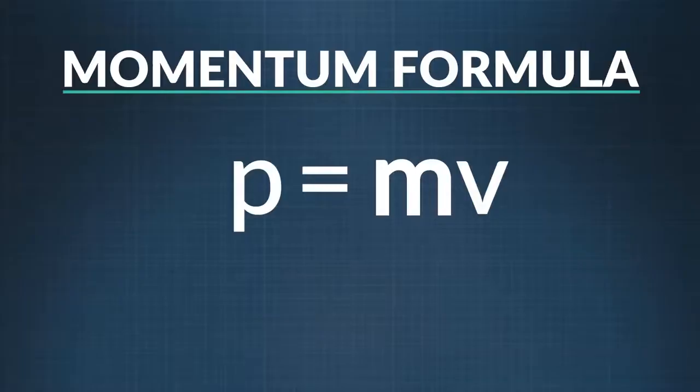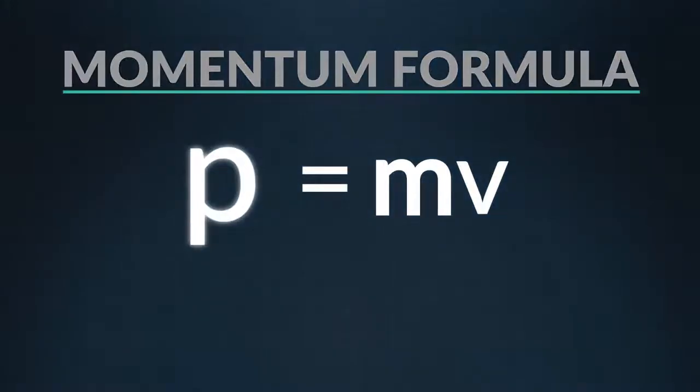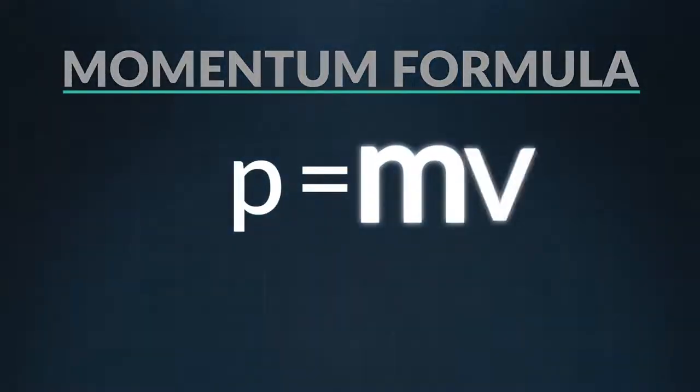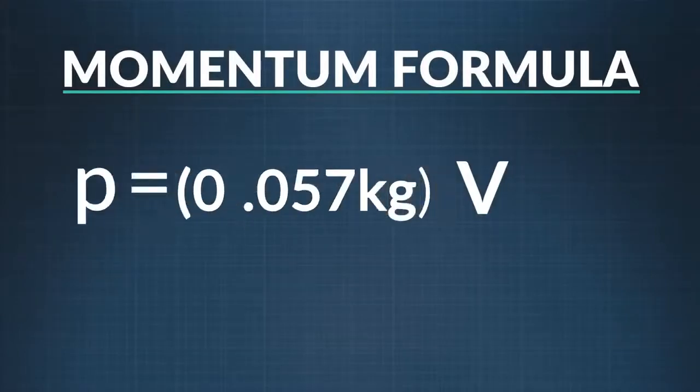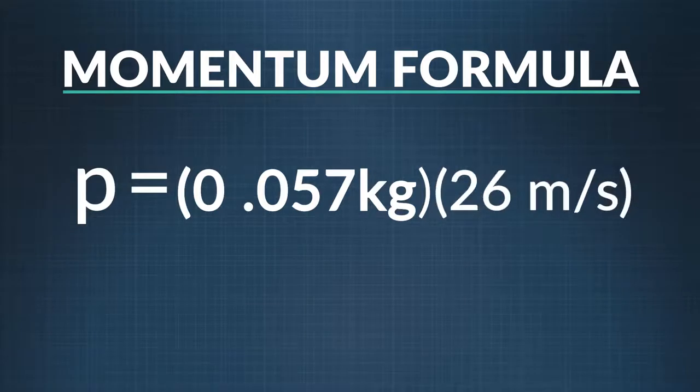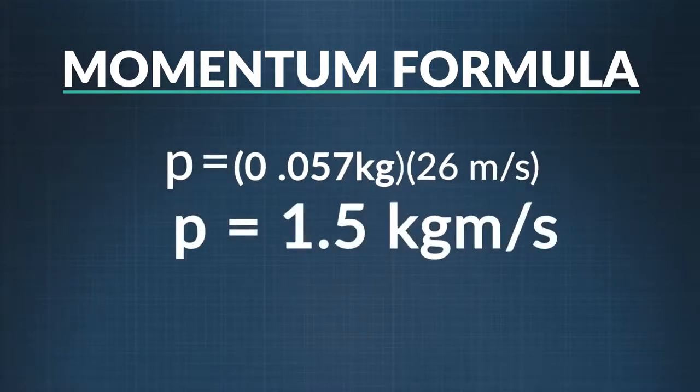We use velocity rather than speed because momentum is a vector quantity. The formula looks like this. P, which stands for momentum, equals mass multiplied by the velocity. If the egg weighs 0.057 kilograms and its velocity is 26 meters per second, what is its momentum? We multiply the mass times the velocity and we find that its momentum is 1.5 kilograms times meters per second.